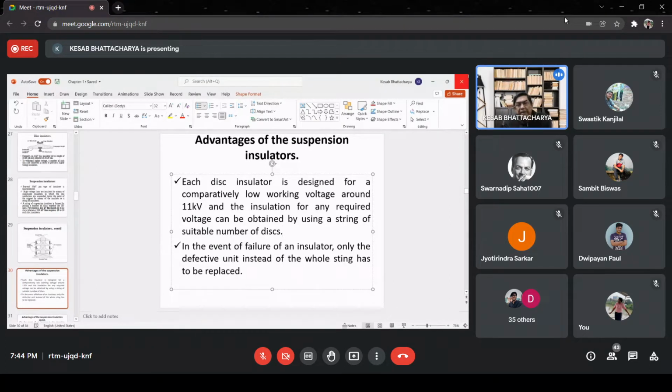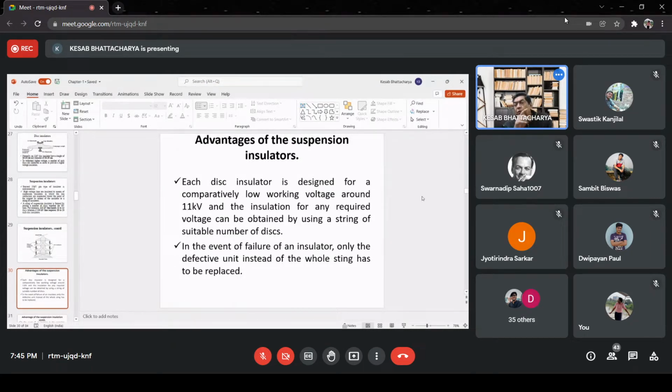That is one advantage, that individual discs need not be developed or manufactured for higher voltages. The discs will be of relatively low working potential, of the order of 11 kV or so. In the event of failure of an insulator, only the defective unit, instead of the whole string, has to be replaced. That is one important point.